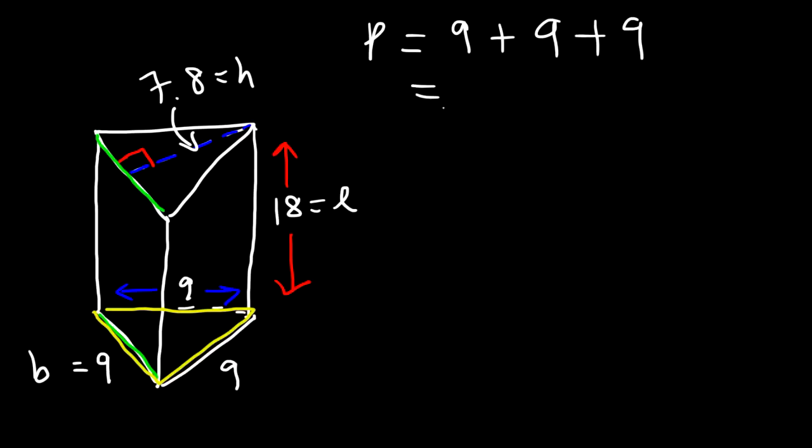So if you add 9 three times, it's basically the same as doing 9 times 3. Multiplication is just repeat addition. 9 times 3 is 27. So now you have the perimeter of the triangle.